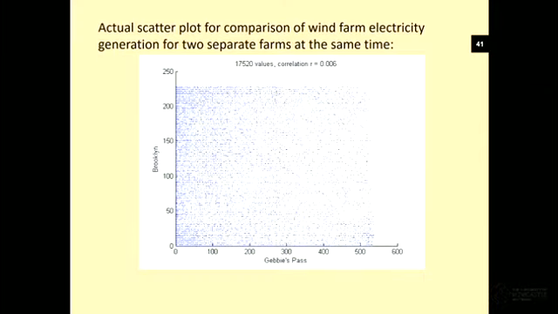If we look at some others. This is wind farm electricity generation from some places in New Zealand. And that's an R of 0.006. So they've measured the wind farm electricity generation at Brooklyn and at Gebbies Pass to see if there's any correlation between the two. So there's a lot of data there, and 0.006 R says it's garbage. Or no, it doesn't say it's garbage. It says there's no correlation going on between these two places.